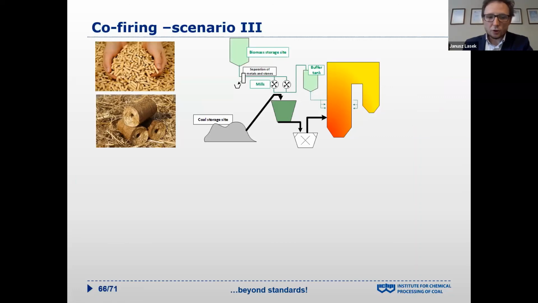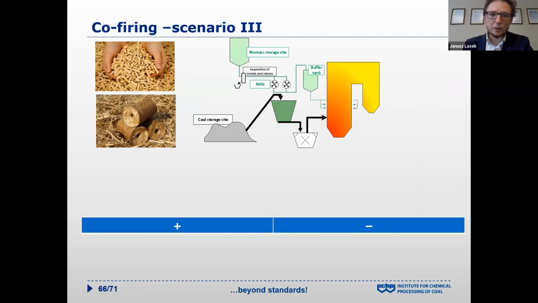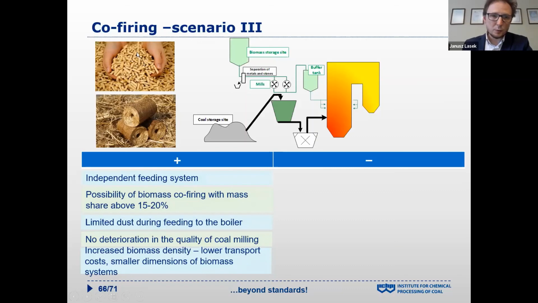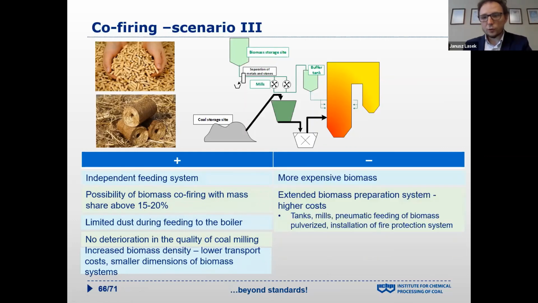But a combination of such scenarios can be considered. If we have already prepared the biomass feeding system, we can apply the pellets or briquettes. In such a system, we can increase the biomass share up to 20%. But of course, we have to spend more money on the installation and more money for the biomass, because pellets cost more than bales.